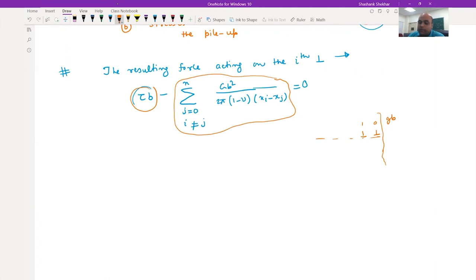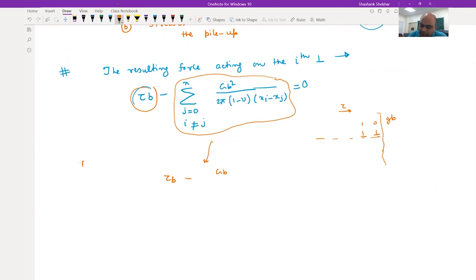So now if I want to calculate the force on the first dislocation, I can write this equation. This equation will become tau b minus the summation here. Okay. So j equal to 0 and i not equal to j. So i here is 1 because we are talking about the ith dislocation, and here i is equal to 1, the first dislocation.